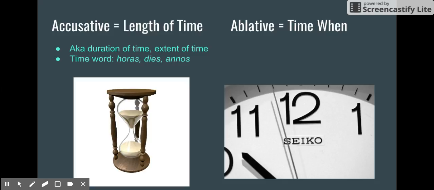And you'll notice there that I kept saying for. And so when we're translating the length of time into English, we are most of the time going to say for. Because again, we're talking about for how long something happened.